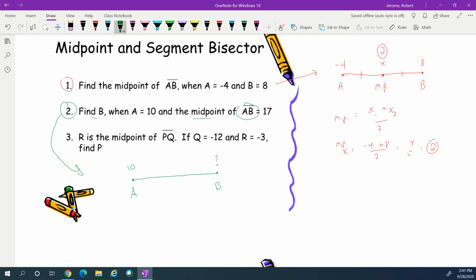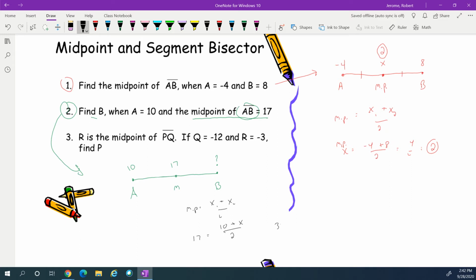The midpoint is 17, so the middle is 17. Now, you got to get those things plugged into the right spot. Our formula, again, is the same formula. Midpoint equals x1 plus x2 over 2. Well, the midpoint here is 17. They told us that. One endpoint is 10. The other endpoint we don't know. That's the one we're looking for.